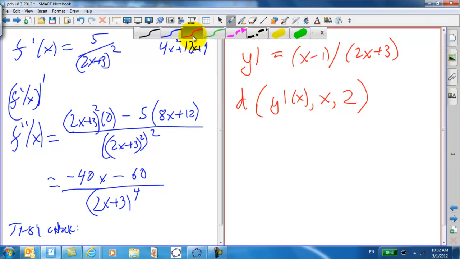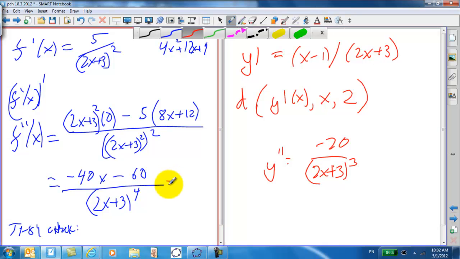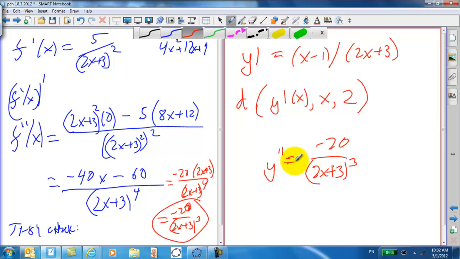And apparently we've made a mistake again, because the calculator is saying the second derivative is negative 20 over 2x plus 3 cubed. Oh, well, that's equivalent. If you take a negative 20 out of this, you're left with 2x plus 3 over 2x plus 3 to the fourth. So you get negative 20 over 2x plus 3 cubed. All right, so the calculator helped me see that I didn't really fully simplify that.